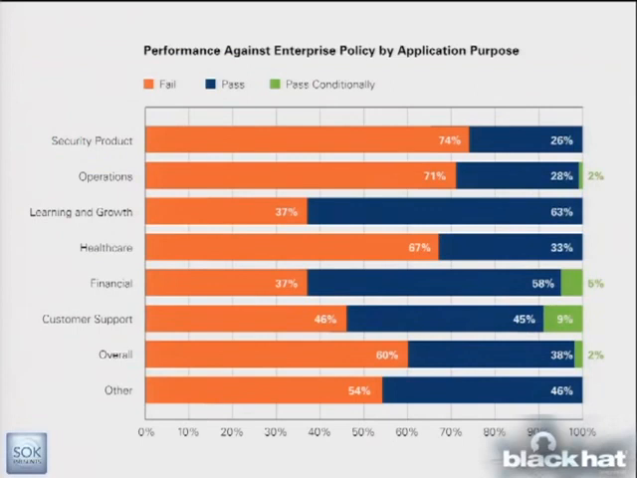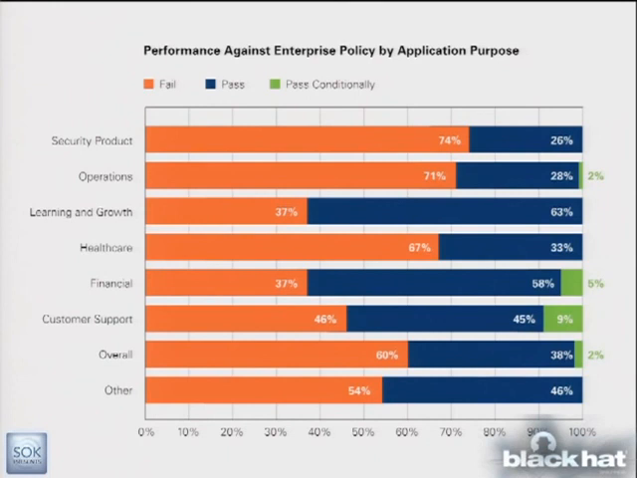worst code comes from security products. 74% of security products failed. And if you look at financial products, only 37% failed. That's a huge difference. It's like twice as much. So software vendors that write financial packages are doing a good job writing secure code, and security product vendors are doing a bad job of writing secure code.